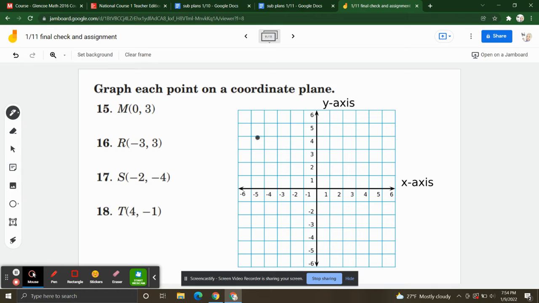Make sure your points on the coordinate grid are dark enough. Don't just give me a faint mark, that is not enough. You got to give me a nice point so I know, hey, they actually graphed this and that's not just a mistake on their end with their mouse. Okay, so make sure you mark it dark enough.